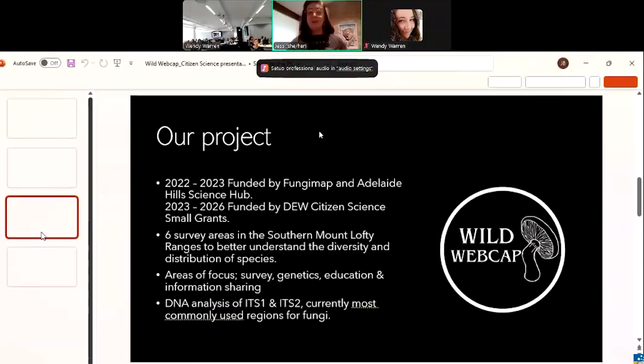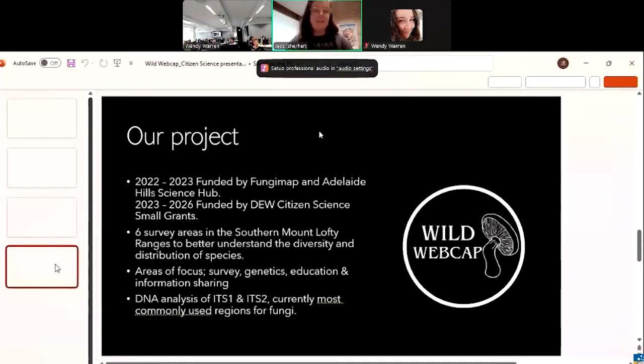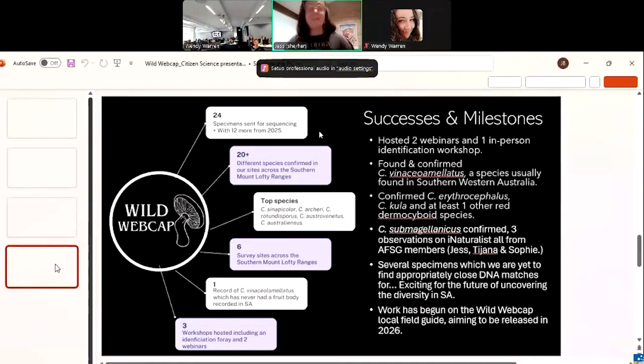Because this is such a huge genus, identification can be pretty tricky using just their morphological features. So we also use DNA analysis to help us confirm the identification of species and again provide supporting information for the collections. And this has helped us to confirm the occurrences of a few different species in South Australia that we weren't necessarily 100% sure if they were here or not before.